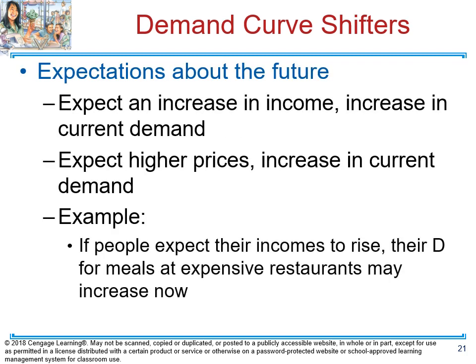Expectations about future economic conditions are also going to be a demand curve shifter. For example, if we expect an increase in income, then we might increase current demand because we expect that income to go up in the near future. If we expect higher prices in the future, that might increase our current demand as we avoid paying higher prices. One example is if people expect their incomes to rise, then their demand for meals at expensive restaurants might increase now in expectation of those higher incomes.